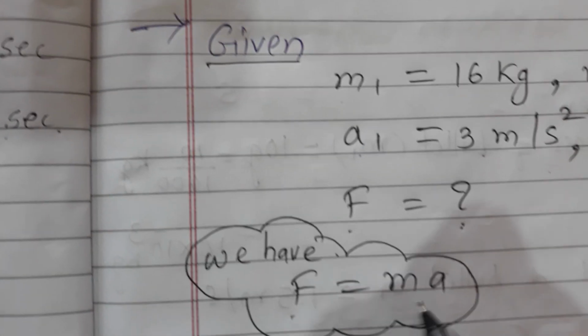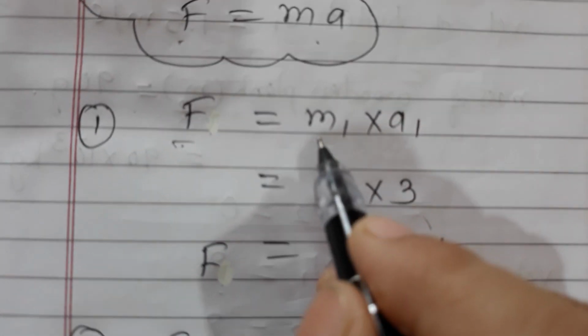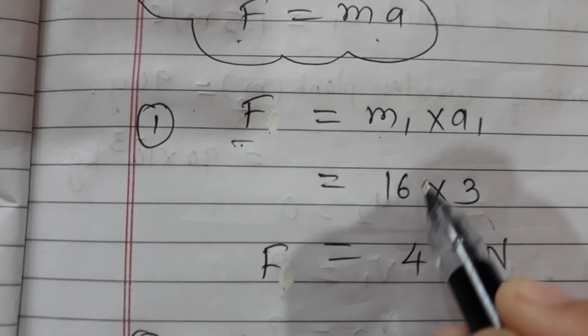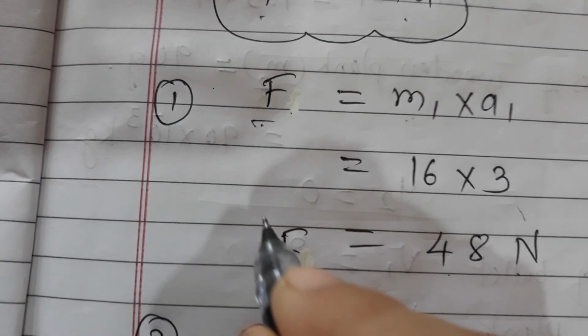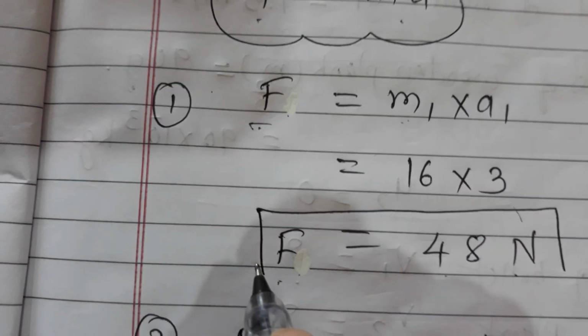We know that F equal to ma. That is the second law of motion. So putting the values, we find force for the first object. Putting values, m1 into a1 will be equal to 16 into 3 equal to 48 Newton. So the force is 48 Newton acting between the objects.